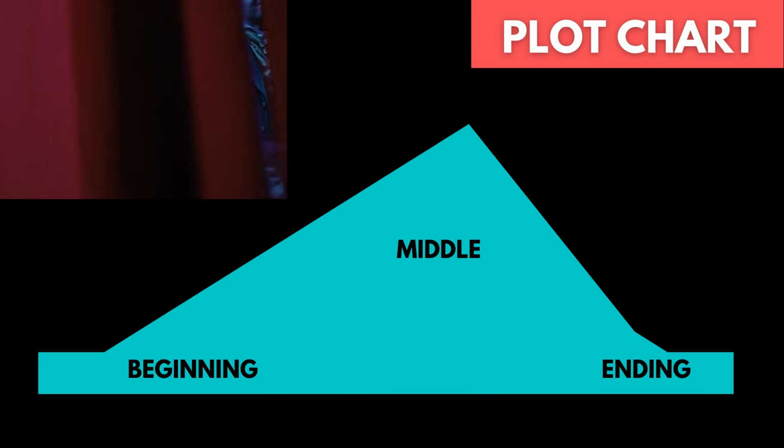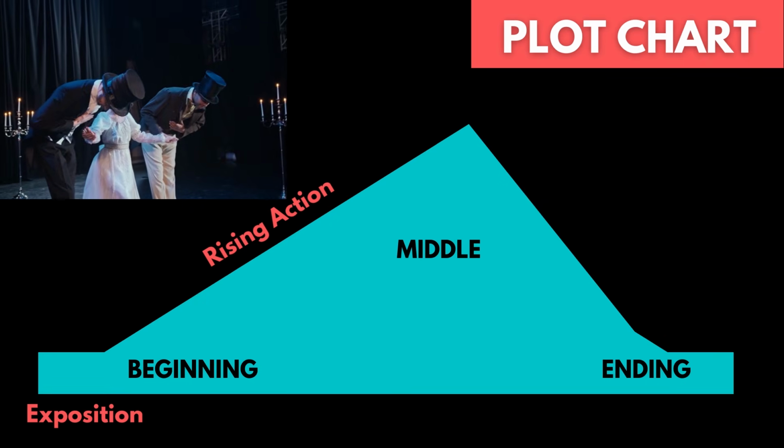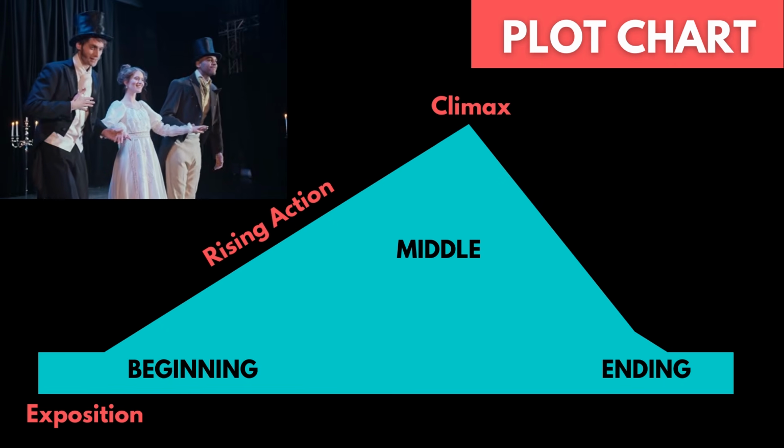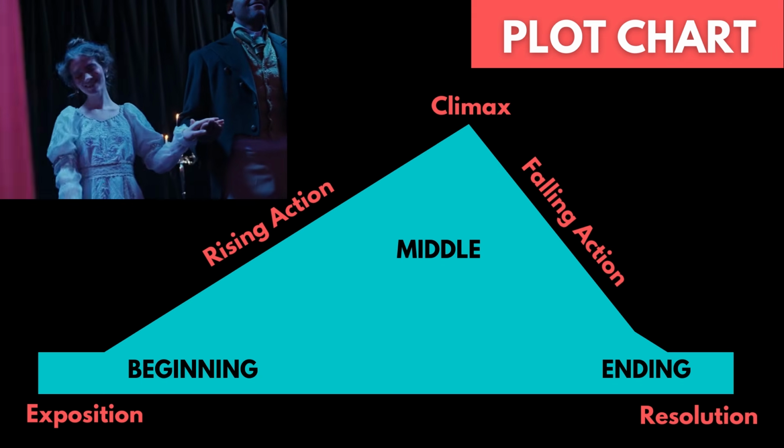Based on the plot chart here, this is how you can plan your story. A plot in literary terms involves exposition, rising action, climax, falling action, and resolution. Let's refer to the plot here.